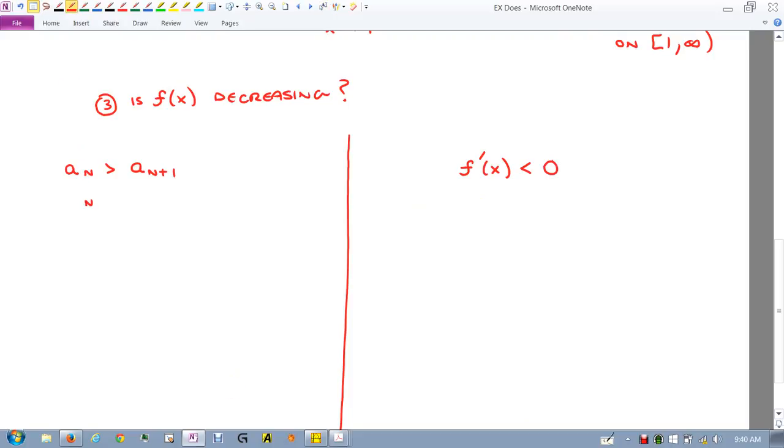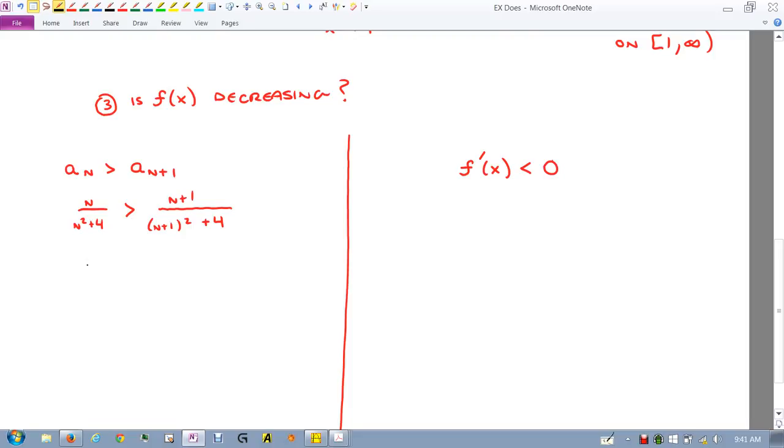So a sub n is n over n squared plus 4. I need to show that that's bigger than n plus 1 over (n plus 1) squared plus 4. Right, so that's rewriting the sequence, replacing n with just n, and then replacing n with n plus 1. And you cannot just do that and say, yep, that's obvious. You have to do a little more.